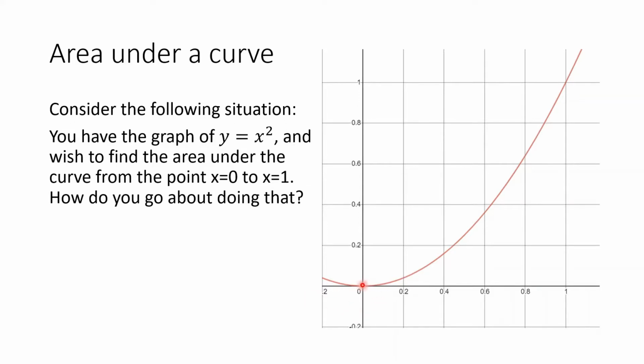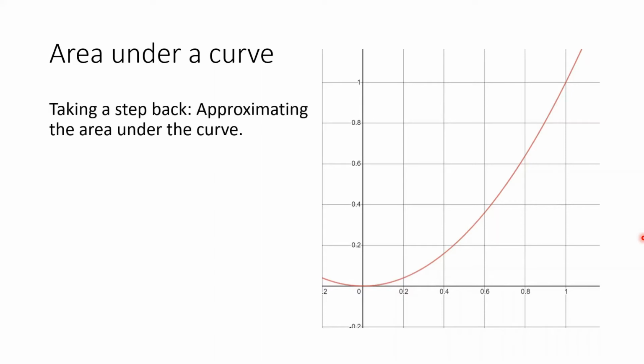Okay, so this is x is equal to 0, and this is x is equal to 1. We want to find the area under this portion of the curve, alright? Now, this doesn't follow the shape of any regular shape we know, for example, a triangle or a rectangle, so there is no easy formula we can use. So how do we go about doing that?